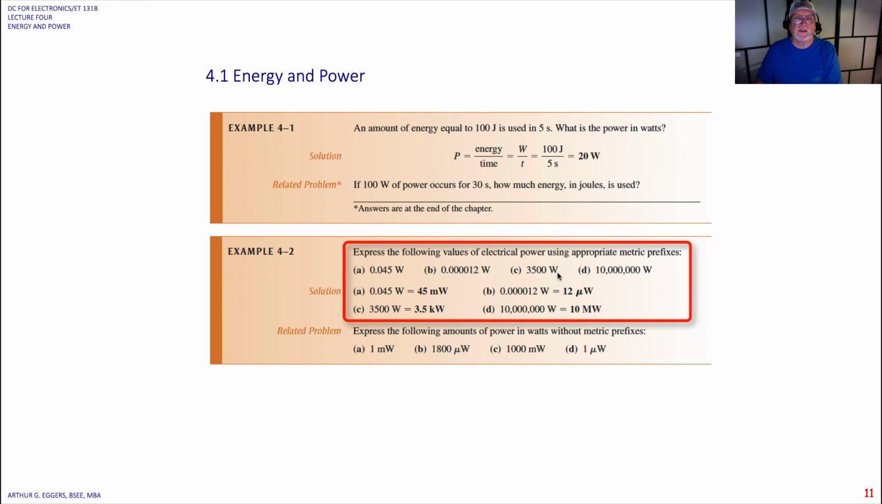3,500 watts. 3,500 watts becomes 3.5 kilowatts. I took the understood decimal point right here, moved it 1, 2, 3 places. I get 3.5 kilowatts. In this case, 10 million watts. So this one is pretty easy. You can see we have 6 zeros. 6 zeros is 10 to the 6. 10 to the 6 is mega. So I have 10 megawatts.